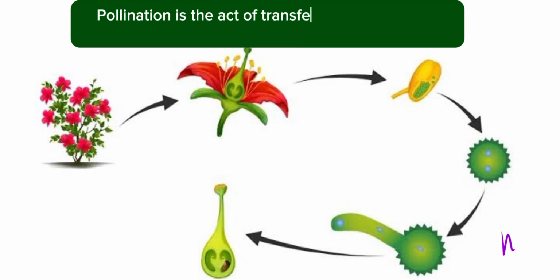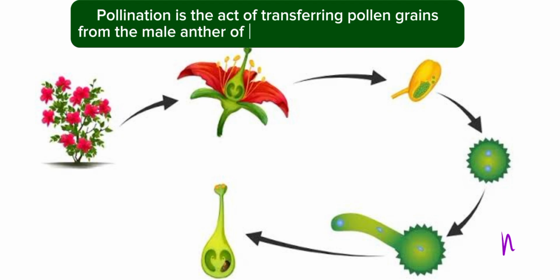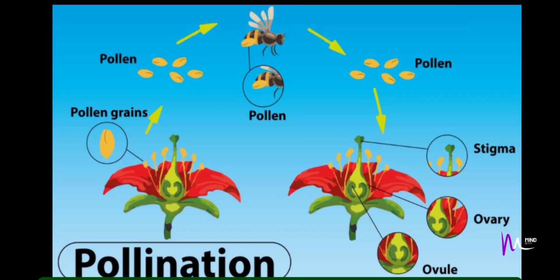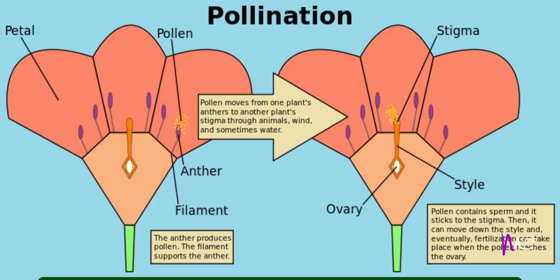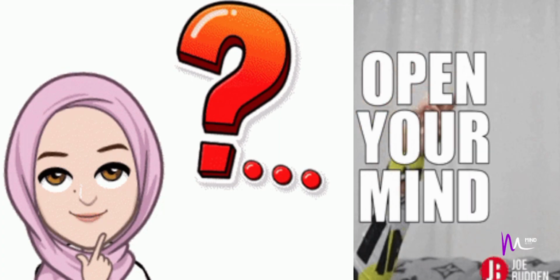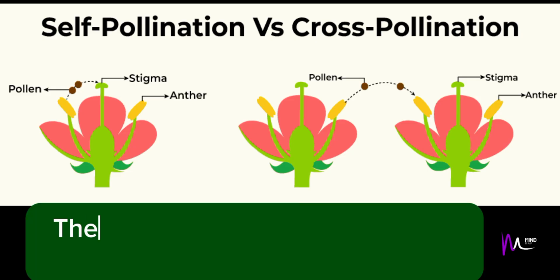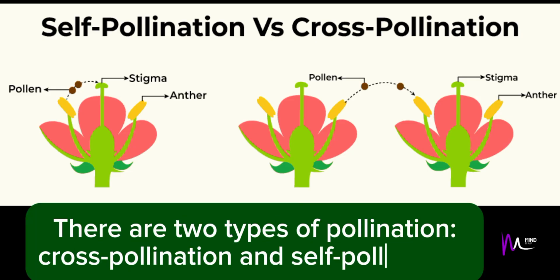Pollination is the act of transferring pollen grains from the male anther of a flower to the female stigma. Pollen moves from one plant to another through pollinators. Now it's your turn to explain pollination. There are two types of pollination: cross-pollination and self-pollination.